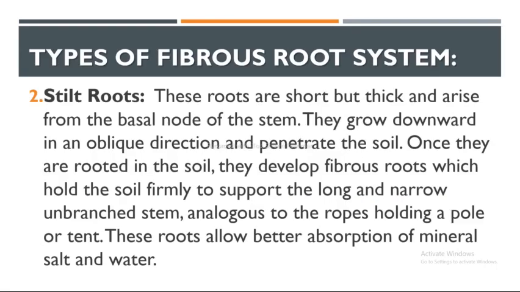So the next type is the stilt roots. These roots are short but thick and rise from the basal node of the stem. They grow downward in an oblique direction and penetrate the soil. Once they are rooted in the soil, they develop fibrous roots which hold the soil firmly to support the long and narrow unbranched stem, analogous to ropes holding a pole or tent. So these roots allow better absorption of mineral salt and water.